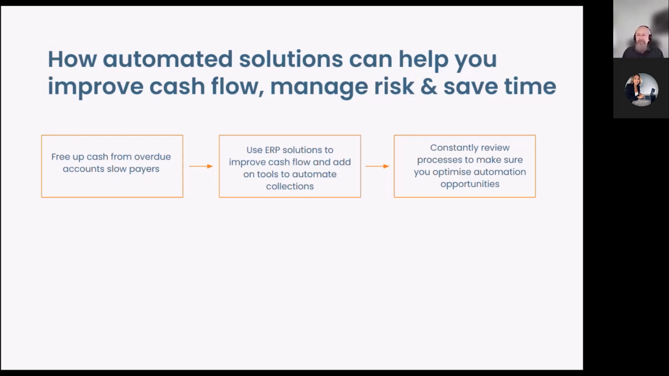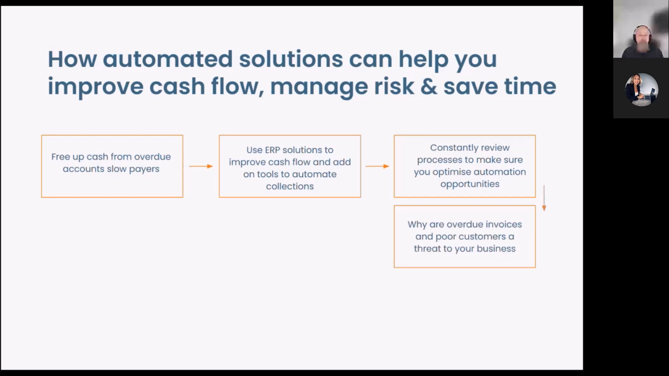And then you're constantly reviewing your processes to make sure you optimize automation opportunities. And you do that also with Verde by talking to Juanita's team to make sure that you're getting the most out of Acumatica. What else can be done? There's tools and tricks that your partner can help you with in improving the way you even use Acumatica.